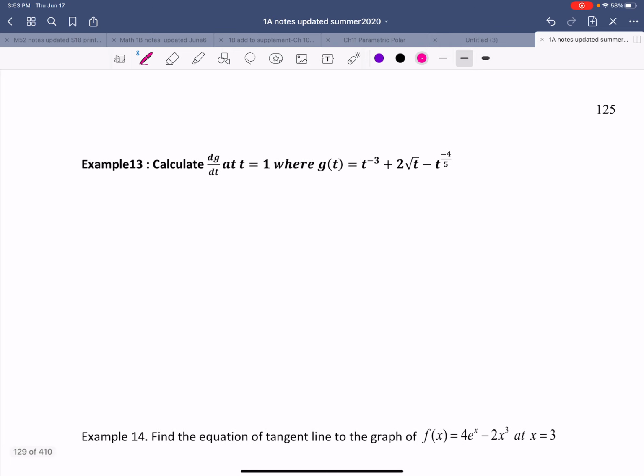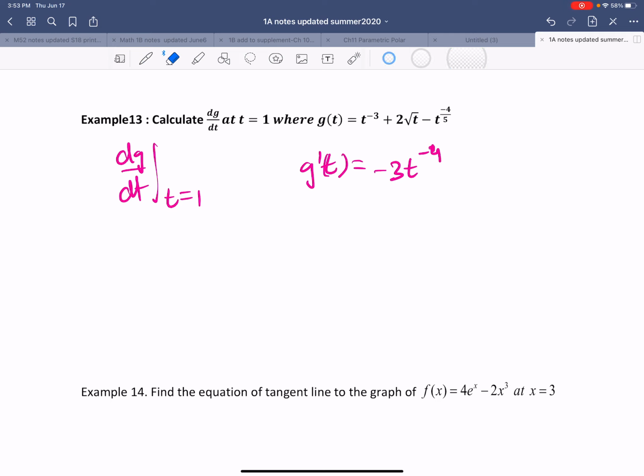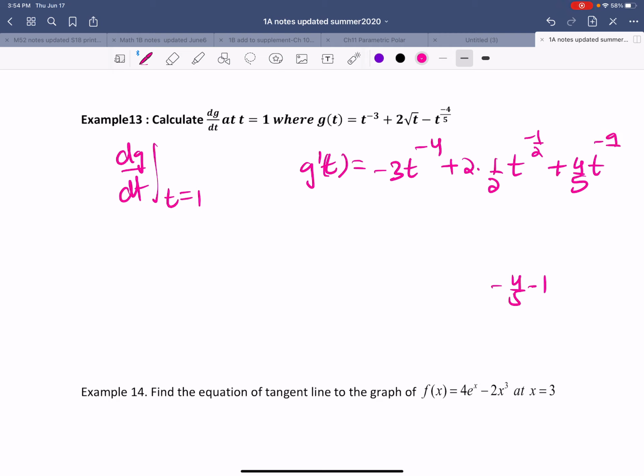Okay, next we have: calculate dg dt at t is equal to 1. Another notation for dg dt at t equals 1 is g prime of t. Let's just calculate the general derivative, then we can evaluate that derivative at t equals 1. Negative 3 t to the power negative 4, plus 2 times 1/2 t to the power 1/2 minus 1 is negative 1/2, plus 4/5 t to the power negative 4/5 minus 1 is negative 9/5.